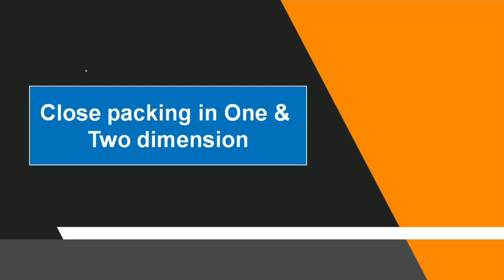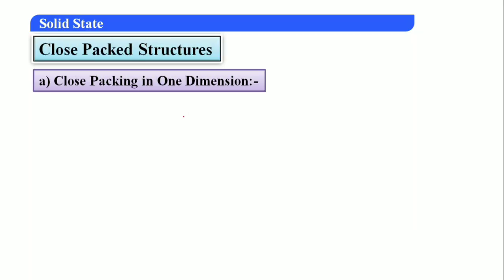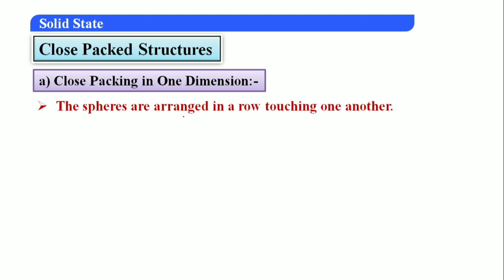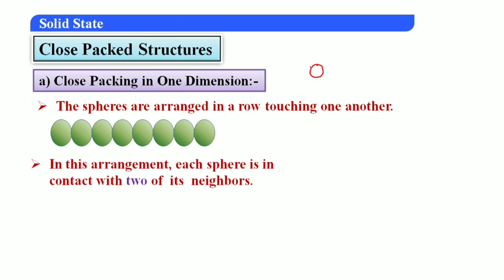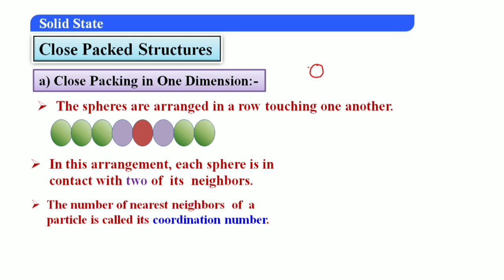Yes, close packing in 1 and 2 dimensions that you are going to see. So first we will see close packed structures in 1 dimension. See, in 1 dimension it is very simple. Here we will consider each and every particle of the solid as a sphere. Hence remember, when the particles are arranged like this, this is a 1-dimensional structure in which one particular center is immediately surrounded by 2 solid spheres. Because of that reason, we can say the coordination number of this 1-dimension packing is 2.